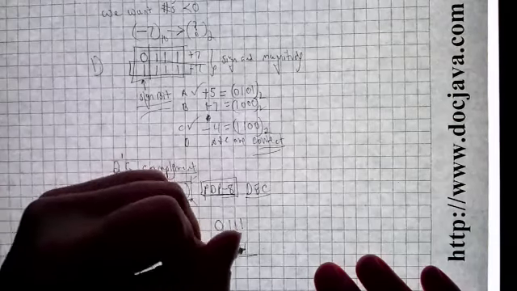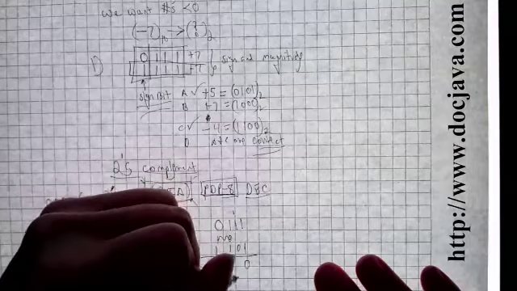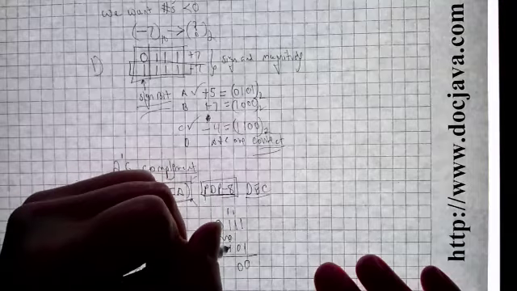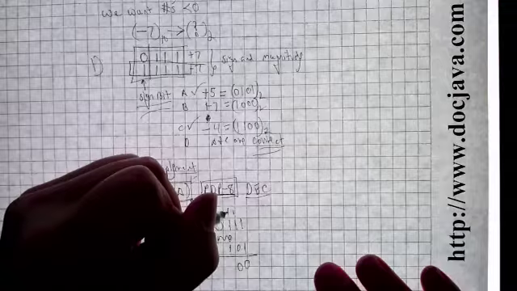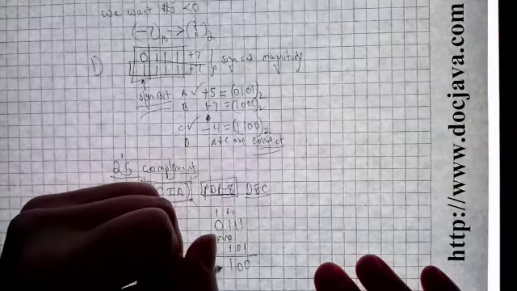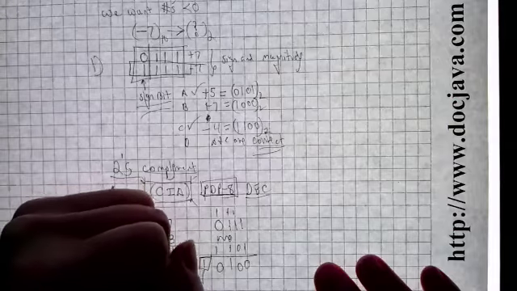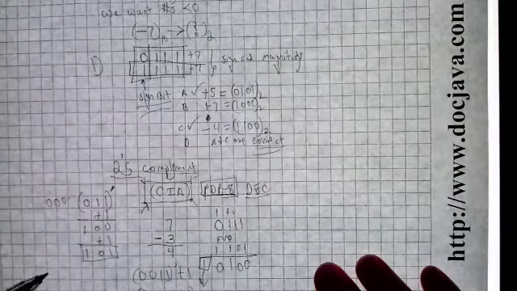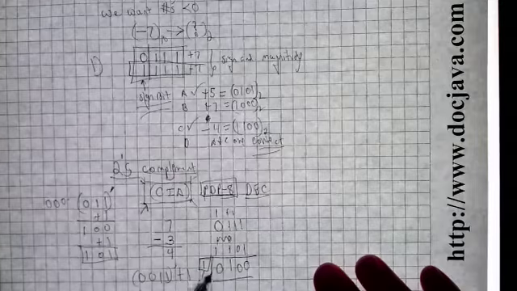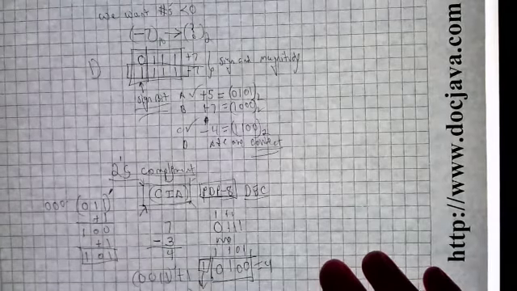Now you add it together. 1 plus 1 is equal to 0, carry the 1. 1 plus 1 is 0, carry the 1. 1 plus 1 is 0, plus 1 is 1, carry the 1. 1 plus 1 is 0, carry the 1. And it falls on the floor. And now you're left with 4. And that's how they do 2's complement.